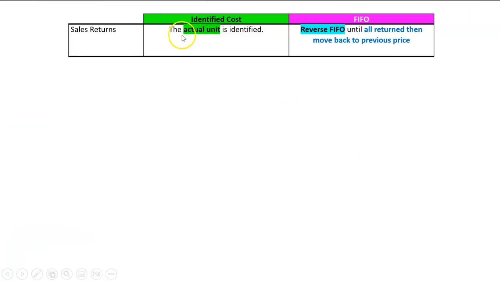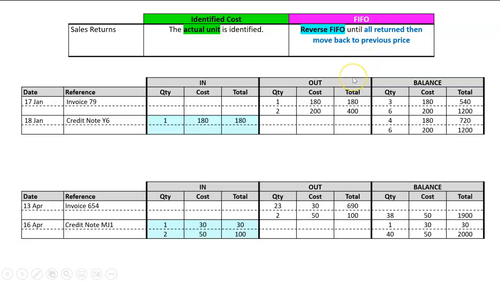So just looking at the balance in the out column, you can determine which system is being applied. What about for a sales return? With identified cost, the actual unit is identified. With FIFO, we do the reverse FIFO until all units are returned, then move back to the previous price. So we've got two inventory cards again, looking at the transaction that's shaded in blue, which is which? To do that, we have to look at the day before.